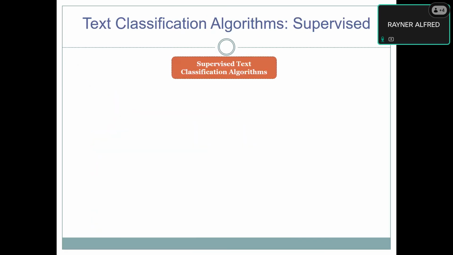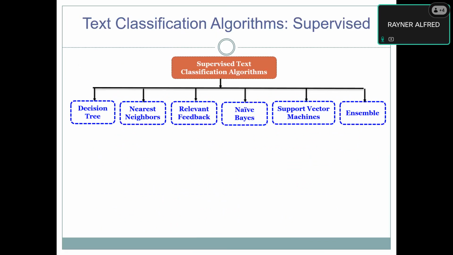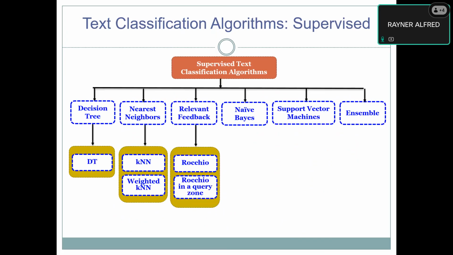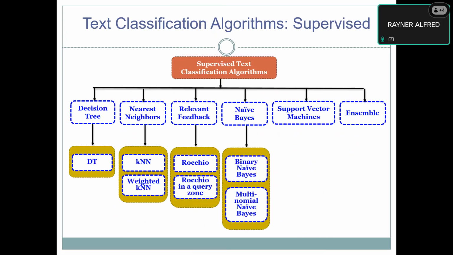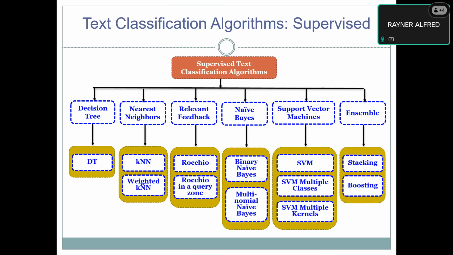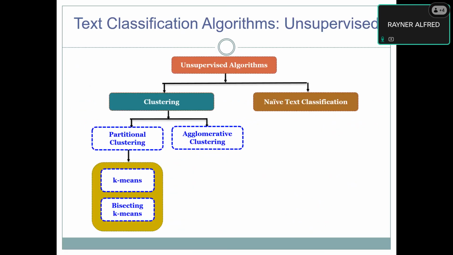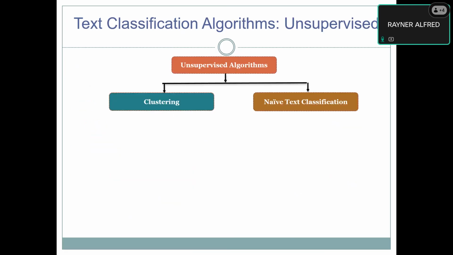For supervised text classification, we have a few algorithms here. Some of you have studied this, some of you have not yet. We have decision tree, nearest neighbor, relevance feedback, naive Bayes, support vector machine, and ensemble. All of these you will learn in advanced machine learning or advanced data mining. So there is more to learn. This is for the supervised. We also have the unsupervised, so we have clustering and naive text classification.